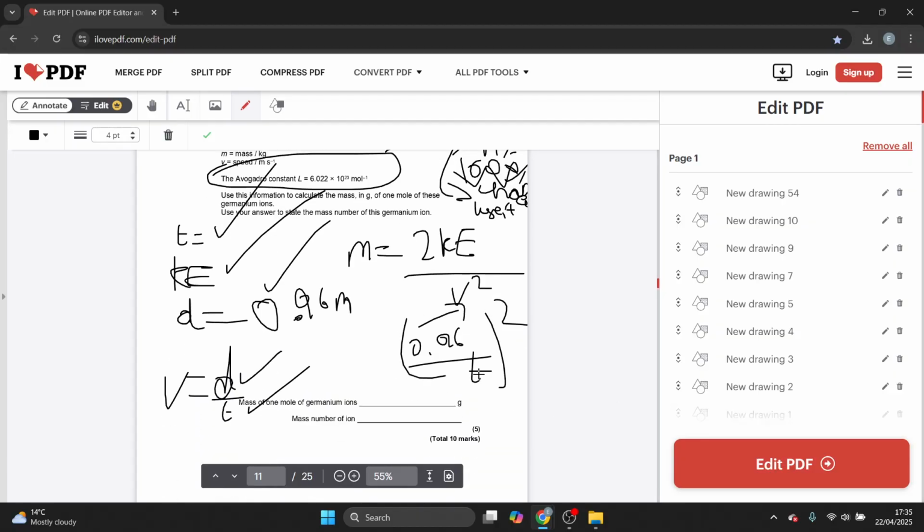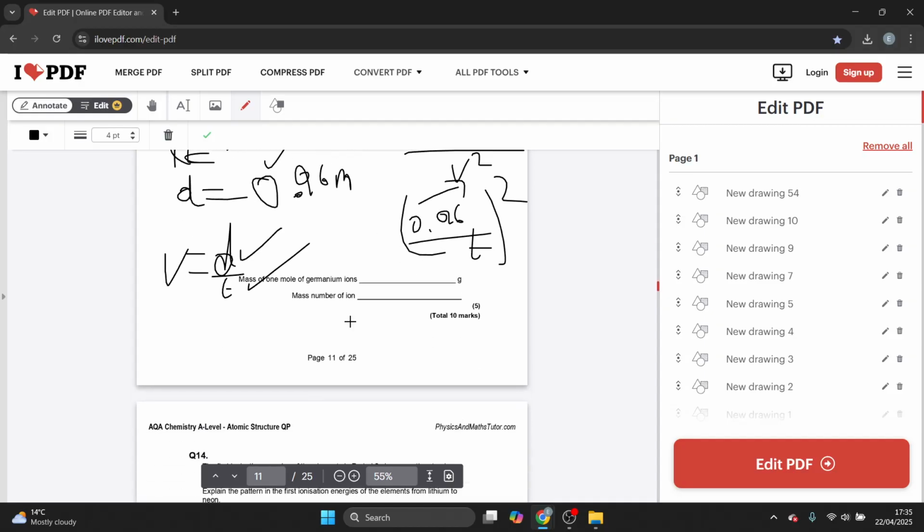And then you get the mass. So hopefully you guys get that part. Then you find the mass. So yeah, find the velocity by substituting that in and square it, and you get the mass. So you get the mass of 1 mole of ions, 1.146 times 10 to the power minus 25 kg. But it's not going to be that easy for 5 marks.